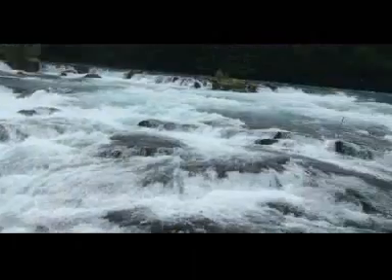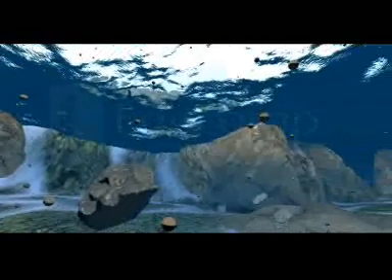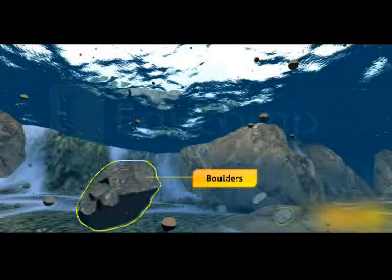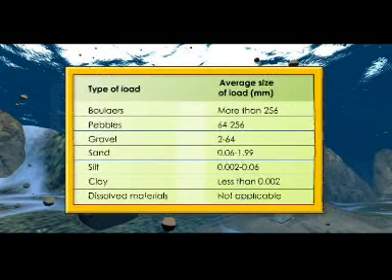When the river has sufficient energy, it moves various materials from the riverbed and the banks of the river and carries them downstream. This process is called transportation. The load transported by a river can be classified as boulders, pebbles, and gravel on the basis of their size. The table on the screen shows classification of the river's load according to the size of the materials.